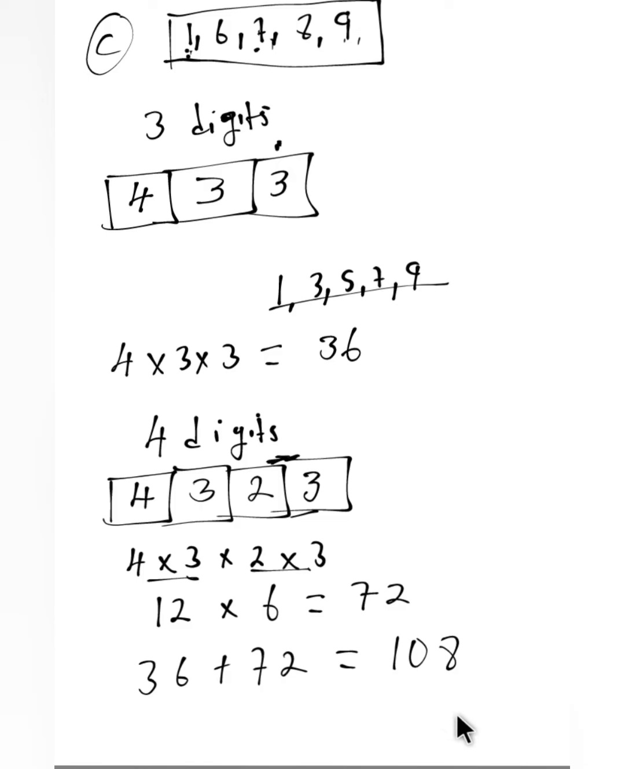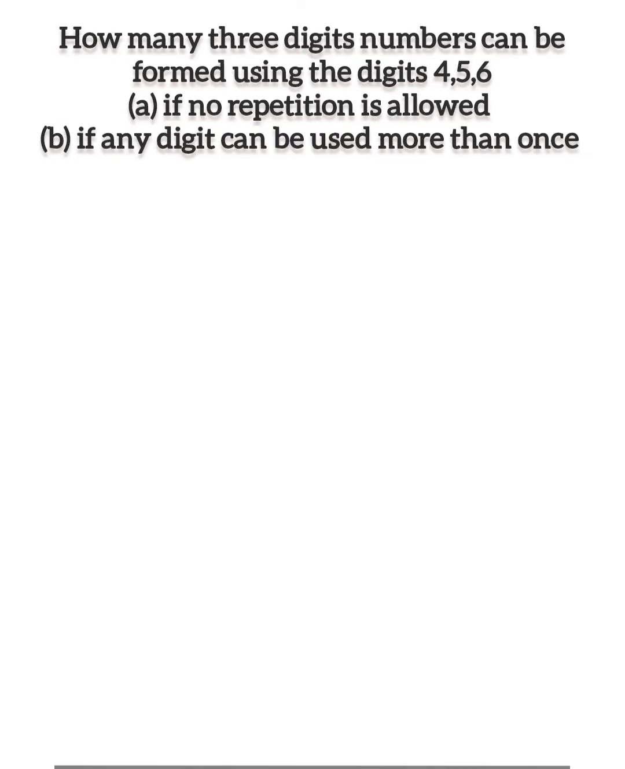So let's move to example 2. How many 3-digit numbers can be formed using the digits 4, 5, 6 if no repetition is allowed, and if any digit can be used more than once? The digits we're working with are 4, 5, and 6. Now in the first condition, no repetition is allowed. How many 3-digit numbers can be formed?